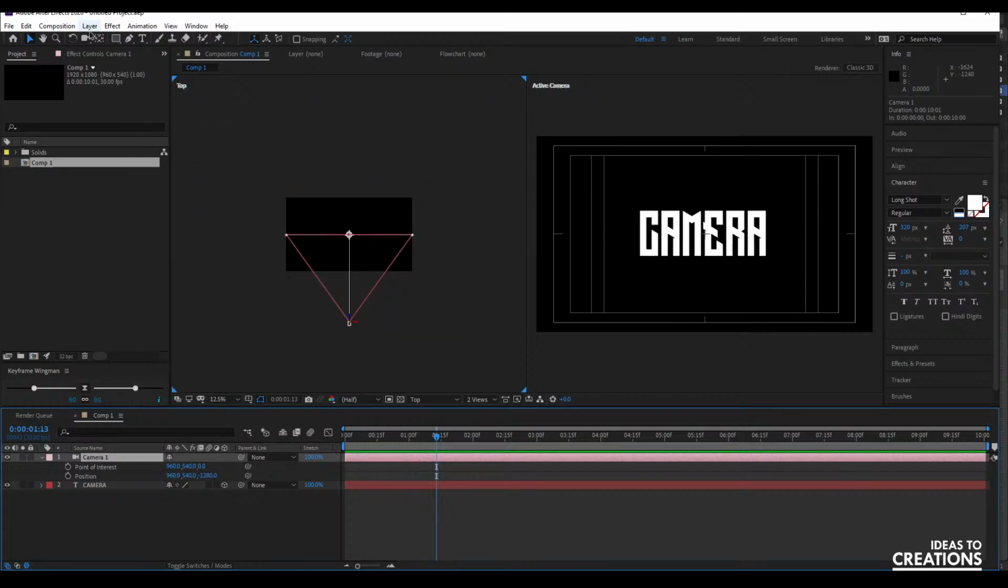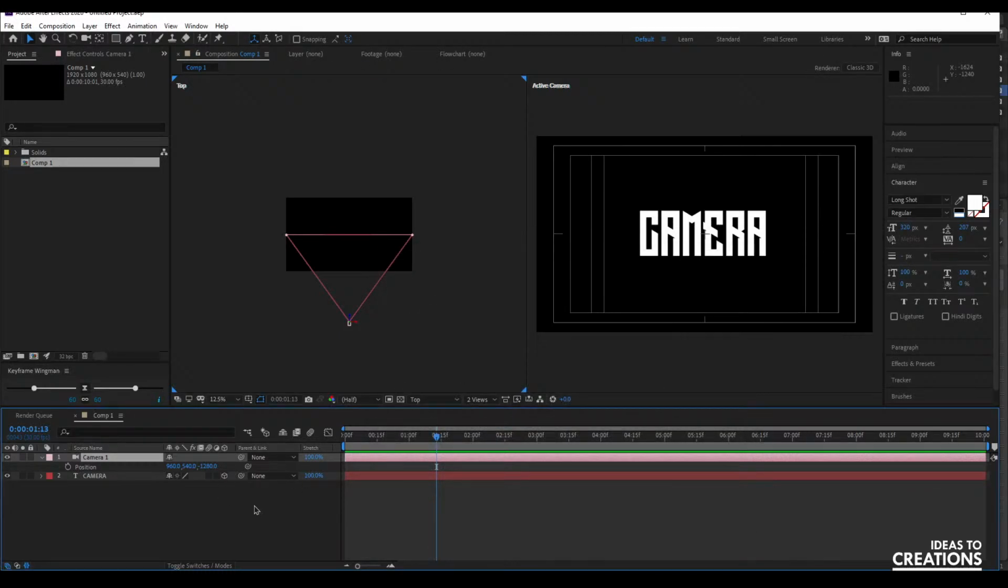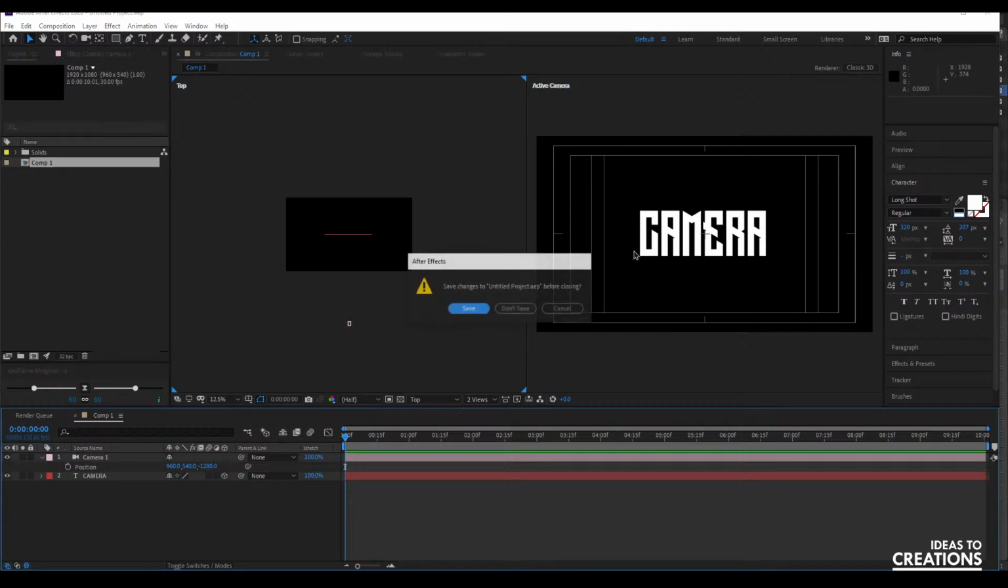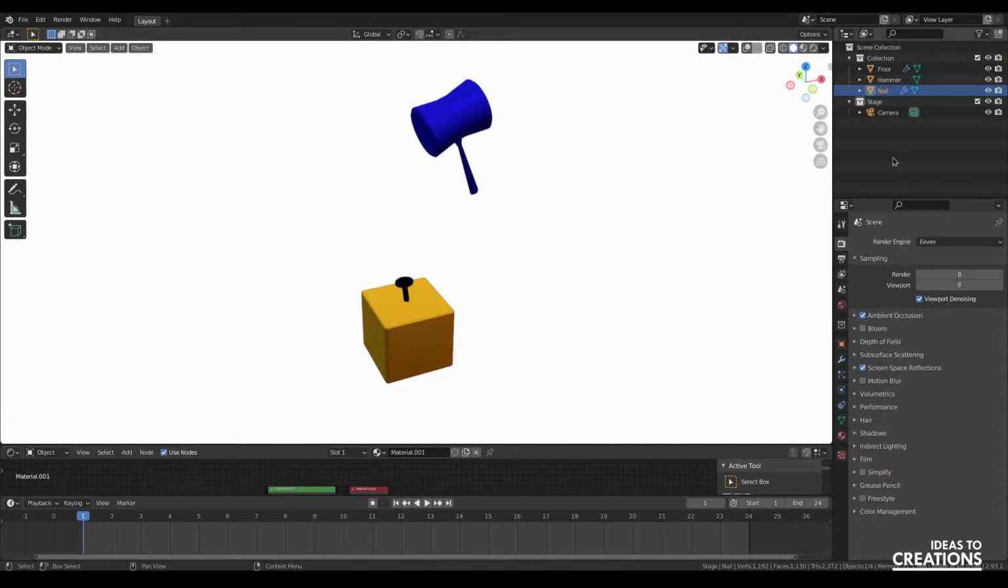I usually just, maybe because I regret all the time I've wasted using a 2-point camera, just setting it to that kind of helps. It removes that point of interest thing. So that's the camera inside After Effects. That's number 1. Number 2, before we see too many things, here is the hammer scene inside Blender.